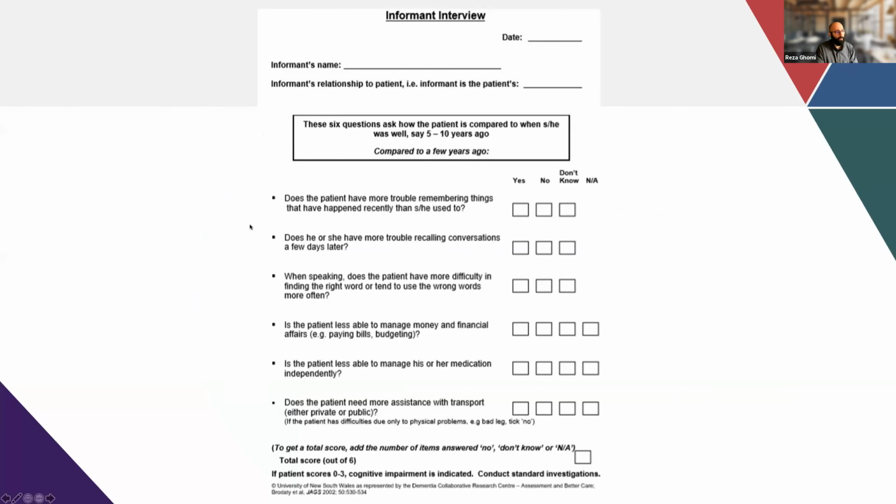So here's an example of an informant interview. Remembering things that happened recently, recalling conversations a few days later, finding the right word, managing money and financial affairs, medication management, and transportation. Very common issues that happen as cognition declines. So again, unless we stop and ask, it's often surprising. You think someone's living independently, but it turns out their loved one or their son took over their finances 3 years ago, and you're wondering why. But that kind of stuff doesn't always naturally come to the surface. So it's important to have these questions.